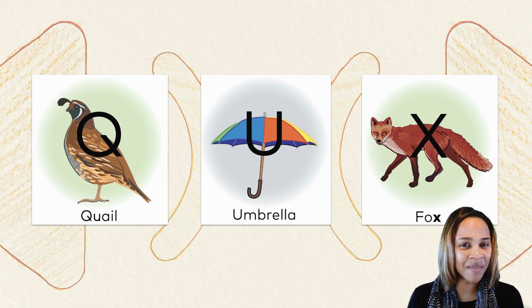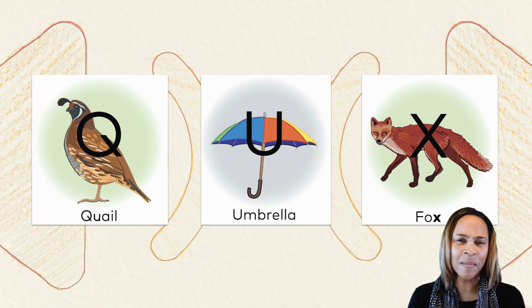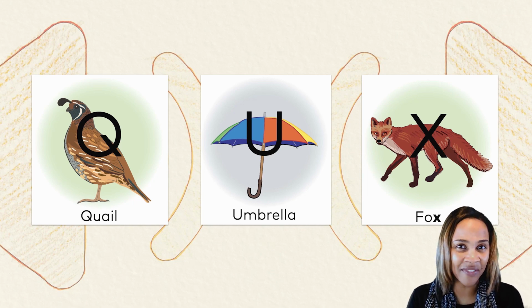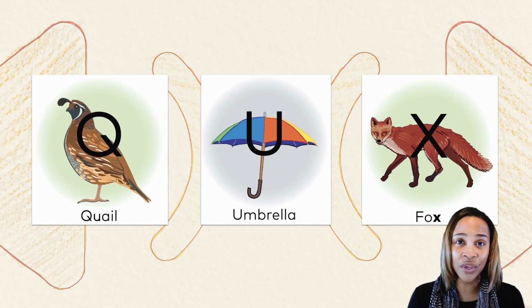I bet you remember our letter chant and how the key words work. Remember, we say the letter, then the sound, and the key word. I want you to repeat them after me. Ready? Let's try the letter Q first. Q, qu, quail. Q, qu, quail.